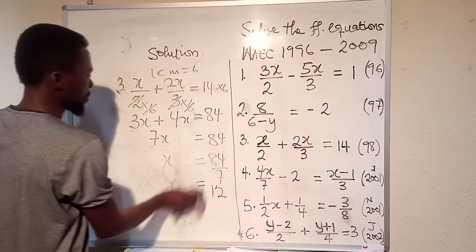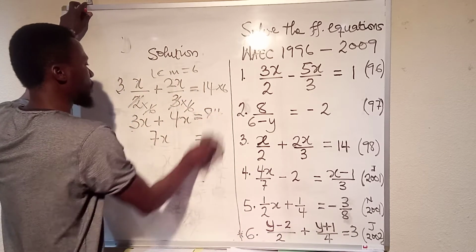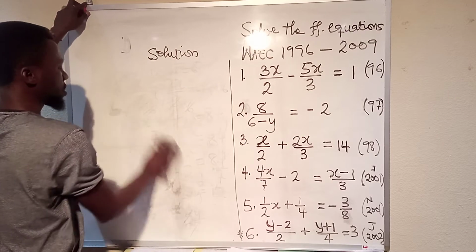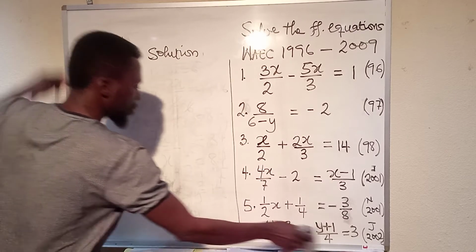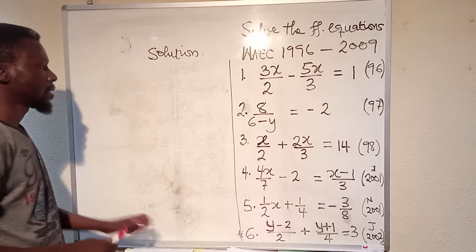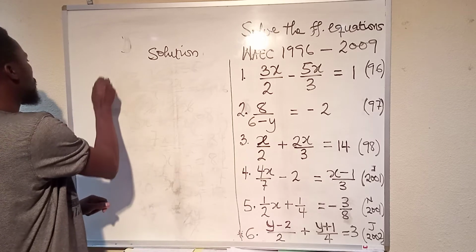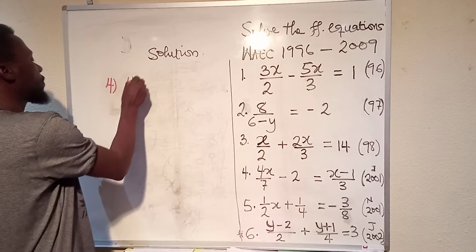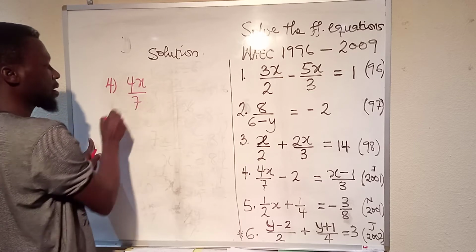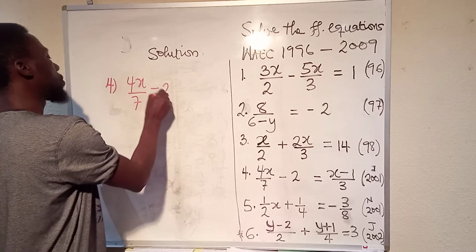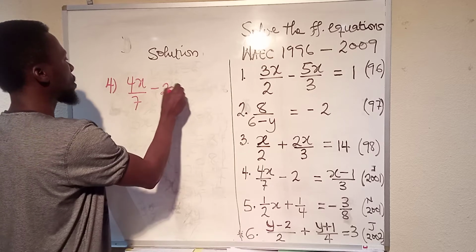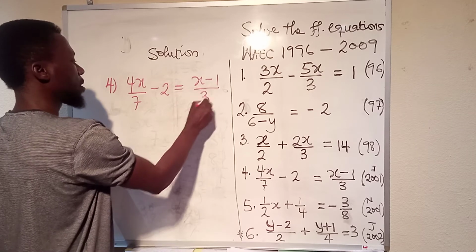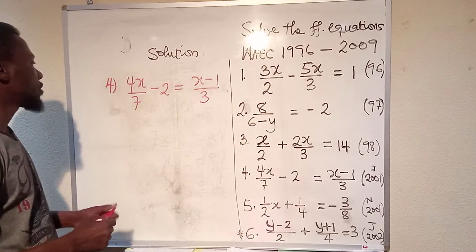So let's look at question number 4. I think I need to change the ink. Let me change the ink to red. So question 4, let's put 4 over here. Now question 4, we have 4x over 7 minus 2, and this is equal to x minus 1 all over 3.